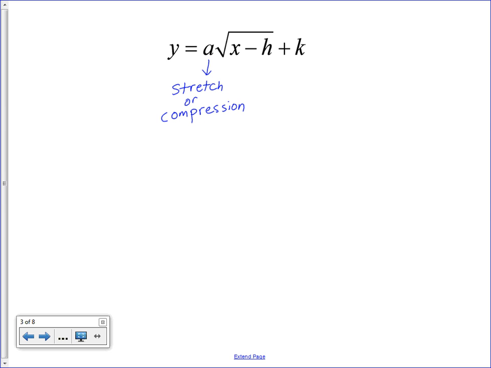If there is a number inside of the root being added or subtracted inside of the square root, this creates a horizontal translation. So that will slide our graph to the left and right. And if there is a number being added or subtracted outside of the square root sign, outside of the radical, this creates a vertical translation. You'll notice that in this formula, the h has a minus sign in front of it and the k has a plus sign in front of it.